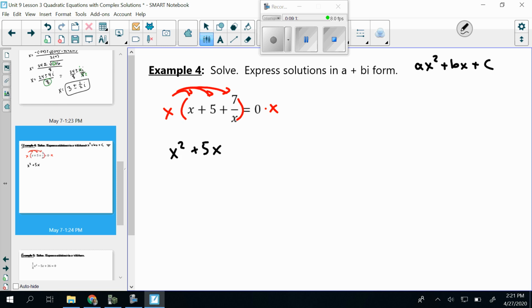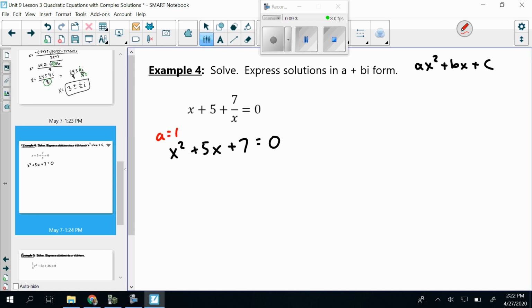On this next one, if we times this one by x, the x in the denominator and the x that we're multiplying outside would cancel out there, leaving us with just 7. Equals 0 times x is still 0. So now this one's in quadratic form. We know what our a, b, and c would be here.